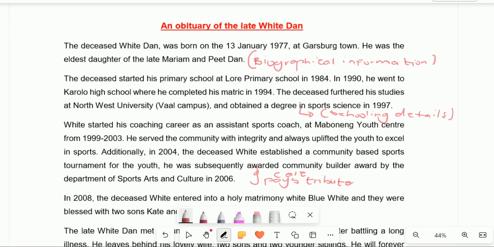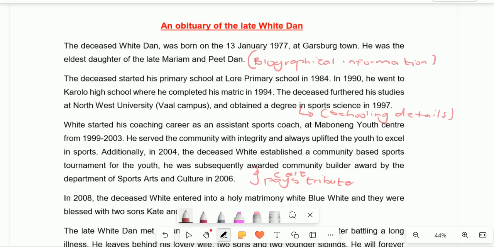Right, so the scenario is that you have an active member of the community who has dedicated his life to serve the community. Now you have to write an obituary about that individual. Hence I say, please, it is important to always read the question in paper 3. What is it that you need to include about the deceased?